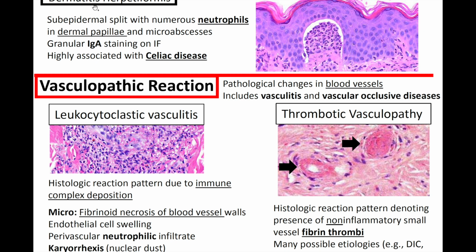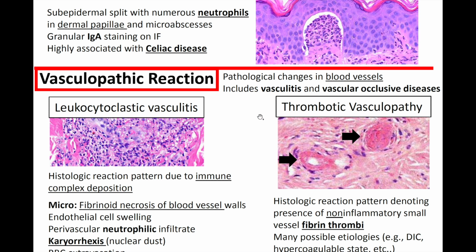So dermatitis herpetiformis, you're going to have a subepidermal split with numerous neutrophils in the dermal papillae and microabscesses. You have a granular IgA staining on immunofluorescence, and it's highly associated with celiac disease.